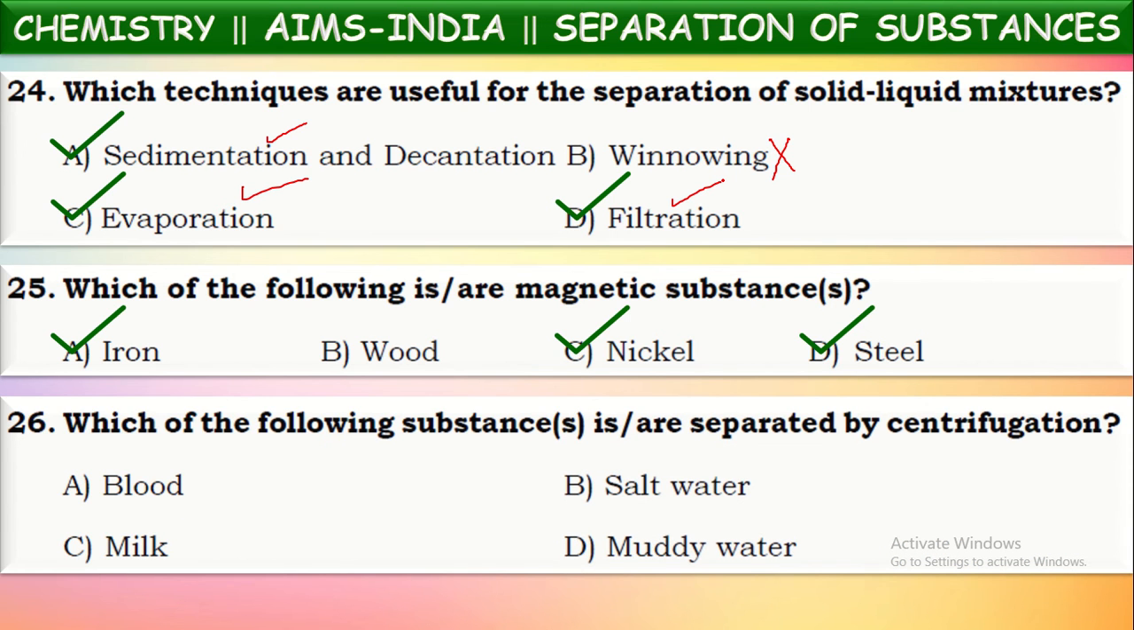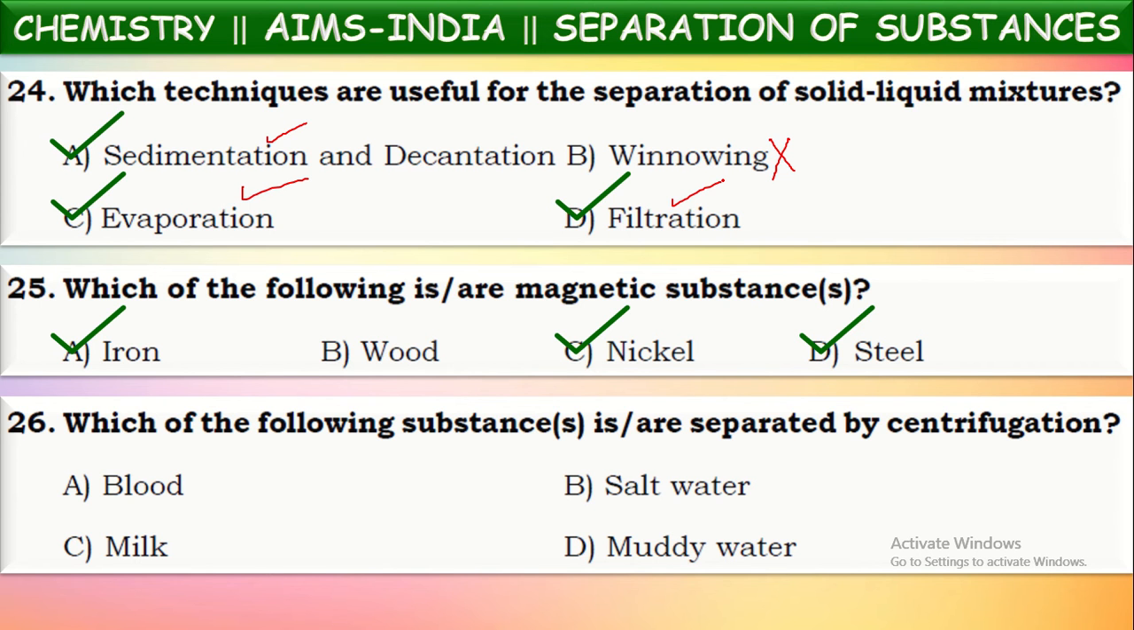Next question. Which of the following substances are separated by centrifugation? What is the centrifugation method? In the centrifugation method, the solid suspension in liquid mixture is taken into some container like a test tube and kept in a machine. That machine will whirl these test tubes at very high speed so that the solid suspensions present in the mixture will settle at the bottom of the container and the liquid will come to the top layer. This technique is called centrifugation.